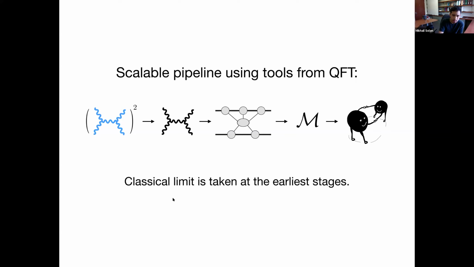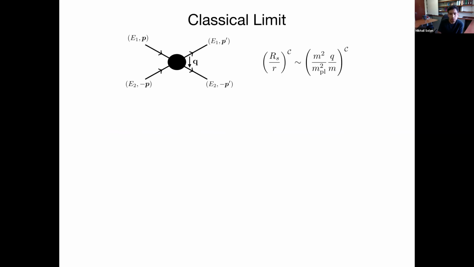Needless to say, the classical limit is the hope towards that, and it makes things very, very simple. So let me say a few things about that. The process that we are interested in is 2-to-2 scattering, here depicted in the center of mass frame, where you have particle 1 with energy E1 and 3-momentum P coming in, and scattering with particle 2 with energy E2 and 3-momentum minus P. Then they exchange momentum Q.